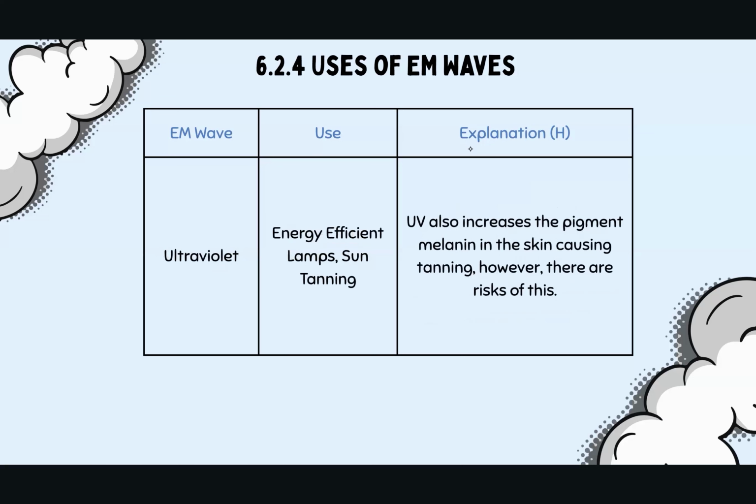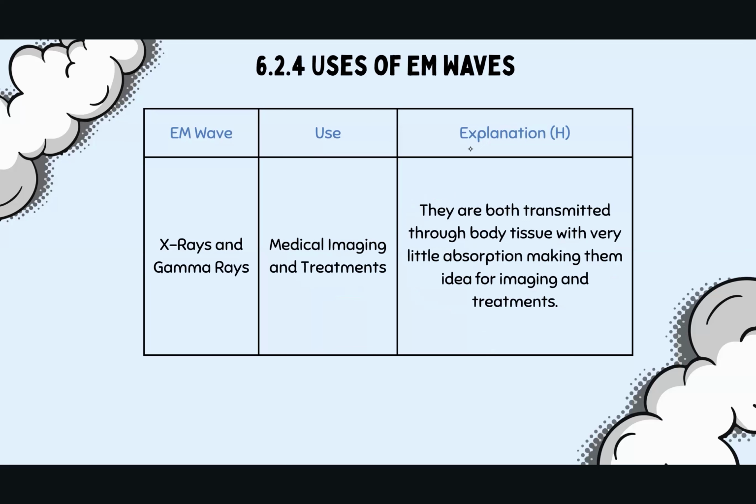Ultraviolet is used in energy efficient lamps. It can be used in sun tanning. It can be used to spot fake money in banks as well. UV also increases the pigment melanin in the skin, causing tanning. So melanin increases in the skin, which is the same as tanning. However, there are risks of this. The more people use UV radiation for tanning, the higher the risk of skin cancer.